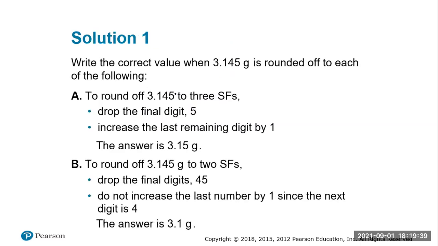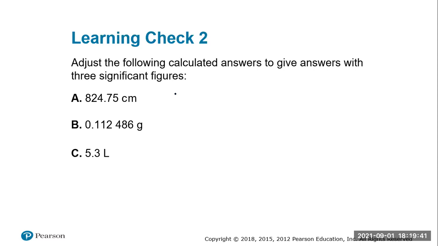Take a second and give the answers to, it looks like, 3 significant figures here. See what you come up with. Okay, let's take a look. We want to adjust these to 3 sig figs. Starting left to right, the third significant figure would be the 4. We would look at our 7 there, and we would round up: 825 centimeters. That gives us 3 significant figures.